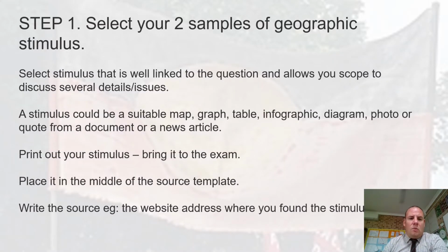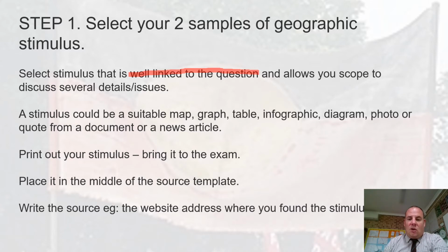So what we're going to look at now is to start looking at your stimulus for geography. It's going to be slightly different from history, but this is what we're going to be looking at now. So what you've got to do is select a stimulus that is well linked to the question. So this is why that reading activity that we've done and some of the class lessons we've looked at different sources. You've got to decide, is your stimulus going to answer the question? If not, choose a different one.